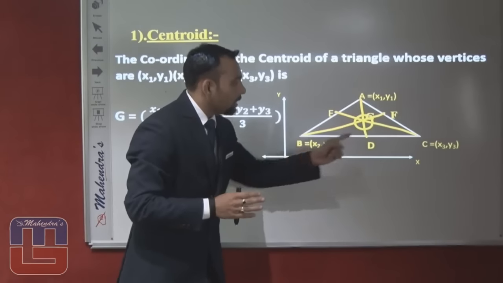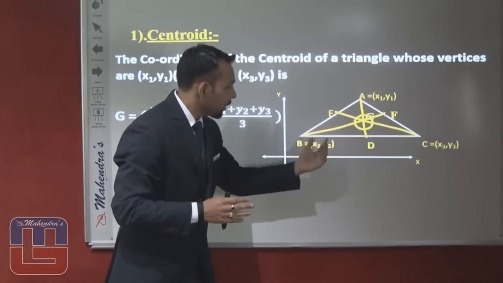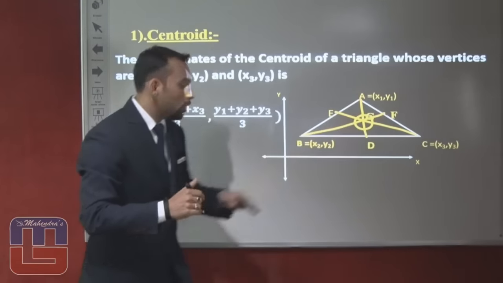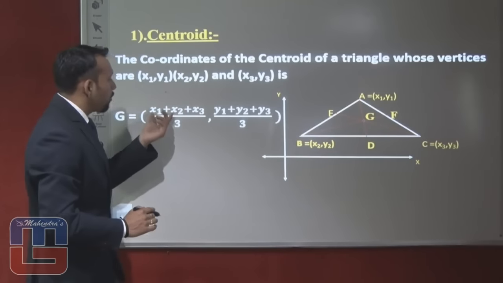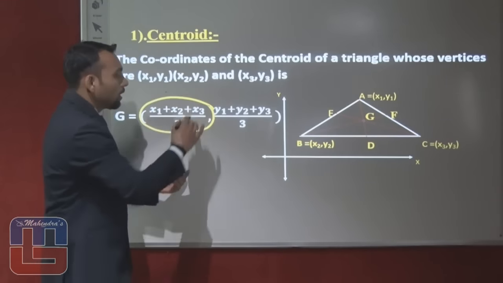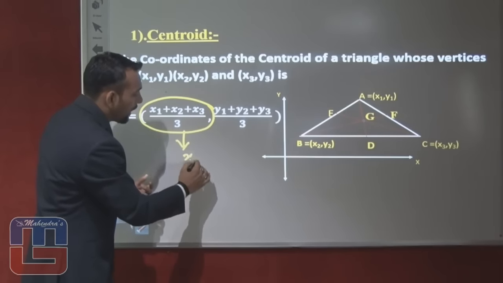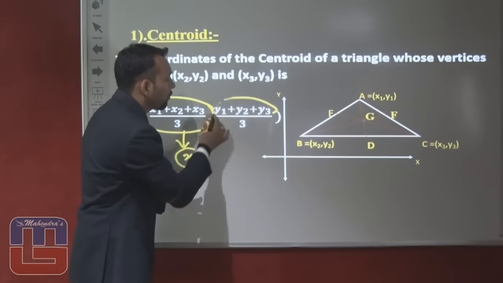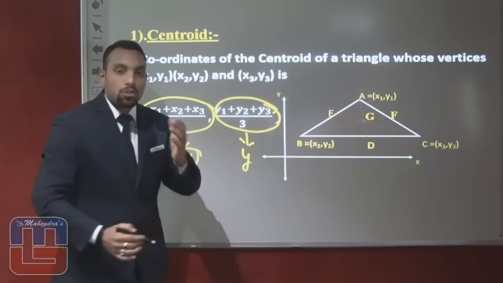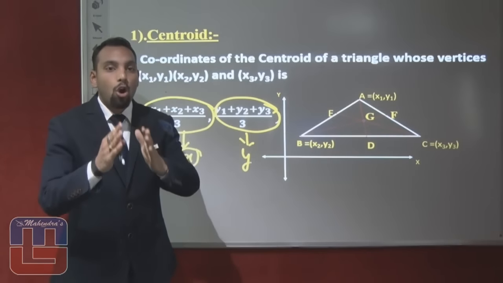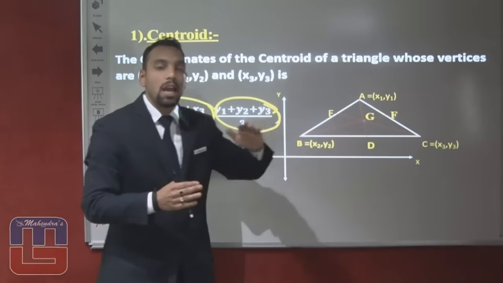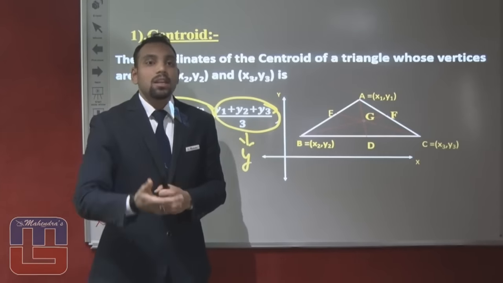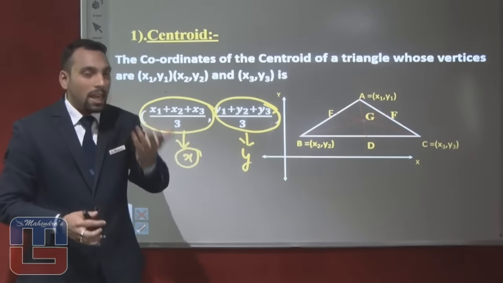If we are given three points (x1, y1), (x2, y2), and (x3, y3), then the coordinates of this point G will be x equals (x1 + x2 + x3) by 3. This will give you the value of x. Similarly, y equals (y1 + y2 + y3) by 3, which will give you the value of y. These x and y are the coordinates of the point G. So with the help of this formula, we can calculate the centroid of our triangle. Let us clear this up with an example.